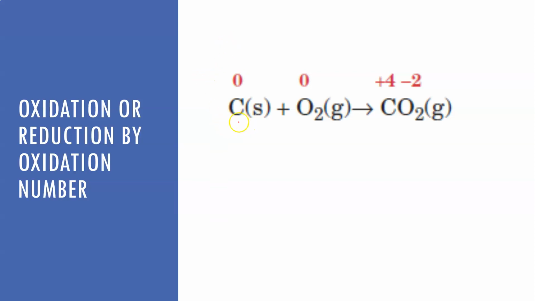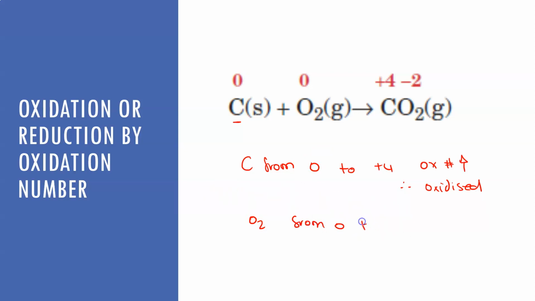We can see here that the carbon goes from an oxidation number of 0 to plus 4. The oxidation number has increased, therefore it is being oxidized. And for the oxygen, O2 goes from 0 to minus 2, so the oxidation number has decreased, so it has been reduced. The substance that is reduced is the oxidant, and the substance that is oxidized is the reductant.